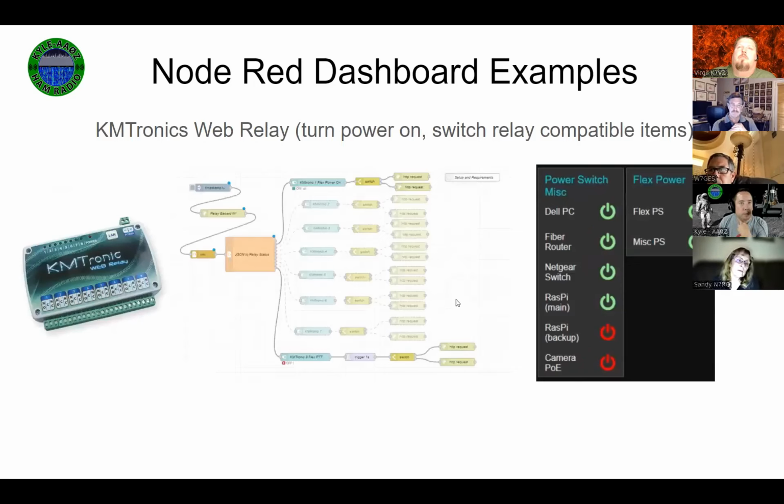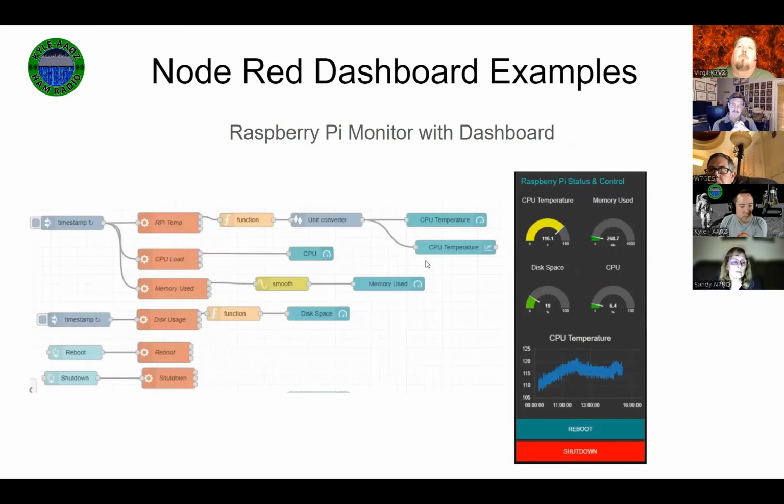Here's another handy device, this KMtronics web relay. I've got the wrong picture here, but it serves the same purpose. Basically, this device is Ethernet based, takes 12 volts in, and you can control every one of these 8 relays through Node-RED. It's basically just a switch. Turn it on, turn it off. So if you needed a relay in your shack, this would be a good option.